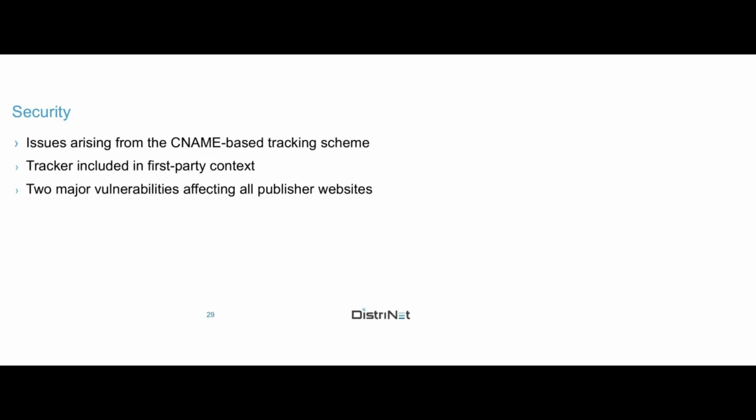And finally, we found security issues that were arising from the way that the CNAME-based tracking scheme is set up. Because of the fact that the tracker is included in a first-party context, some major web security vulnerabilities were possible. So if the tracker would have been a third-party tracker, the vulnerabilities would not have been present on the website. But we did find two major vulnerabilities affecting all of the publisher websites that were using the specific tracker.